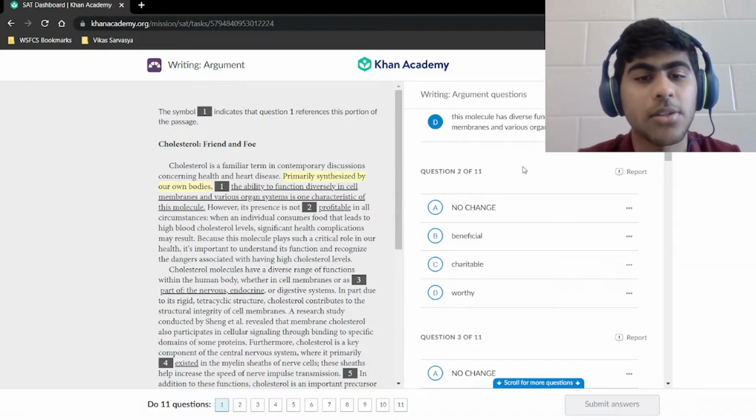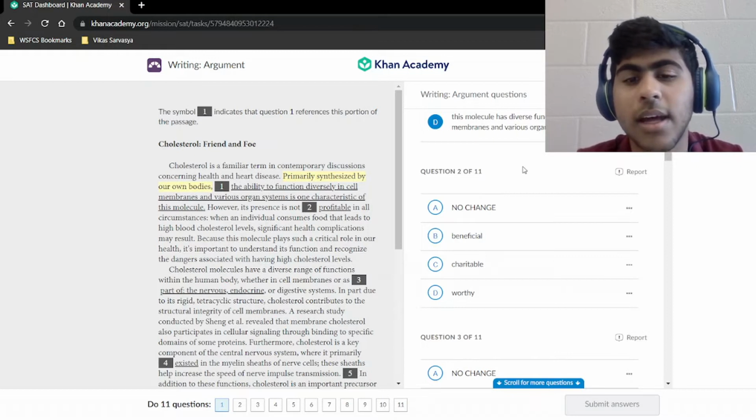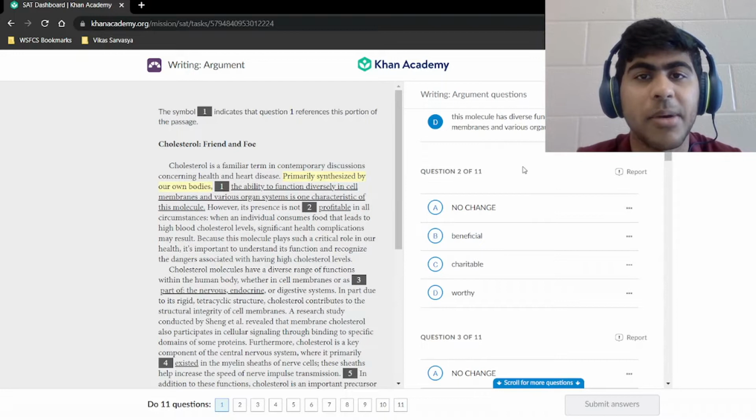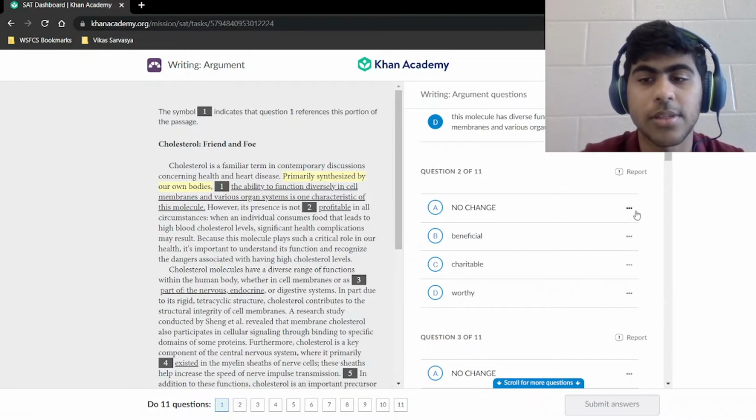However, its presence is not profitable in all circumstances. When an individual consumes food that leads to high blood cholesterol levels, significant health complications may result. Well, let's see. They're saying that the presence is not helpful in all circumstances. Does profitable really say that? Profitable really just says earning more money than what you put in, right? You're just getting money. That's really what it means. But that doesn't really have anything to do with being helpful. So that answer choice is incorrect.